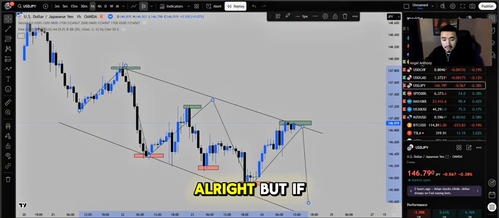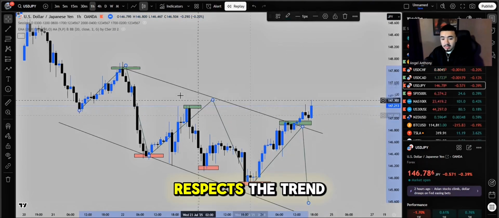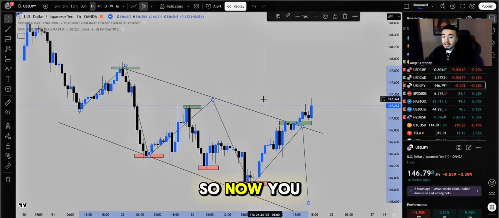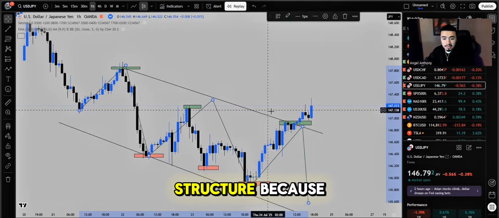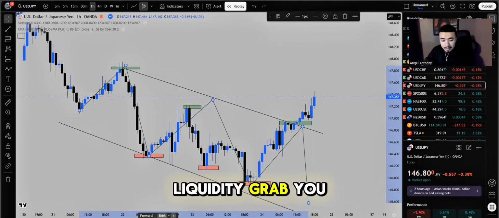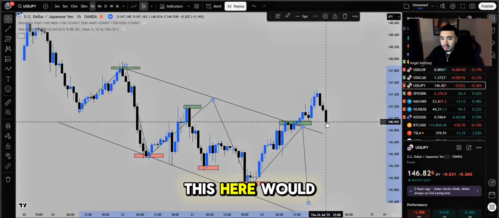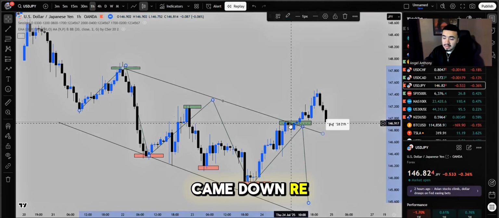But if you guys pay attention, you get your breakout, right? This is a breakout. It no longer respects the trend and it breaks these highs. All right. So now you have your breakout, but you never want to trade the first one. You have to be patient with a shift in structure because it can also just be a liquidity grab. You want to trade the retest. So it's no longer in the trend, all right? This here would be my retest.